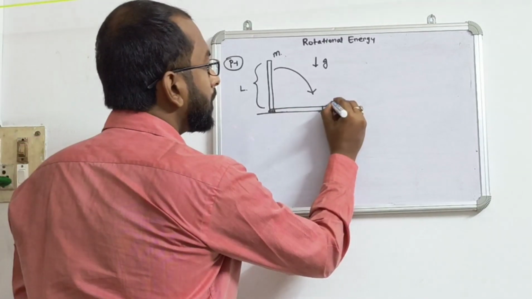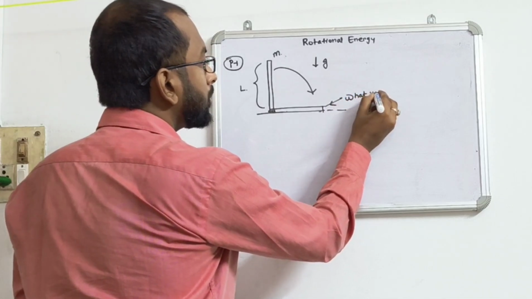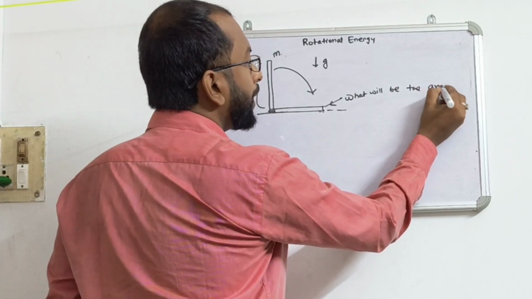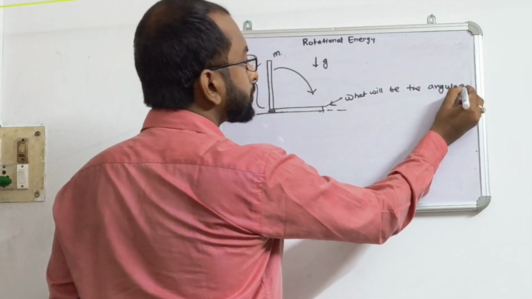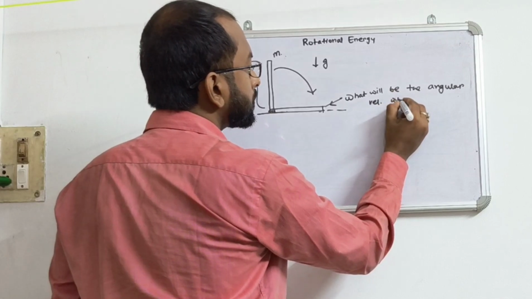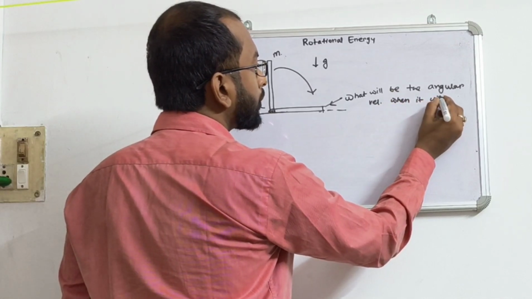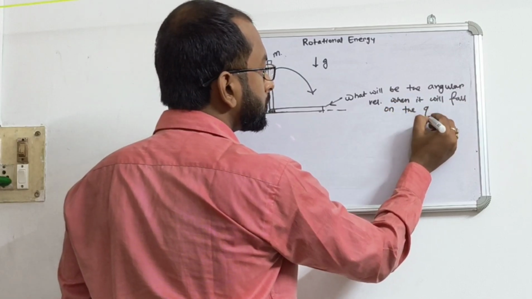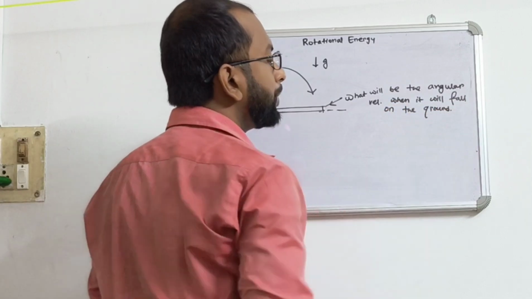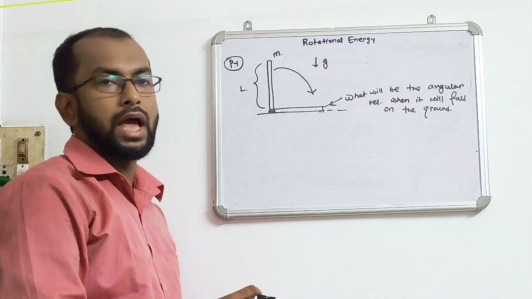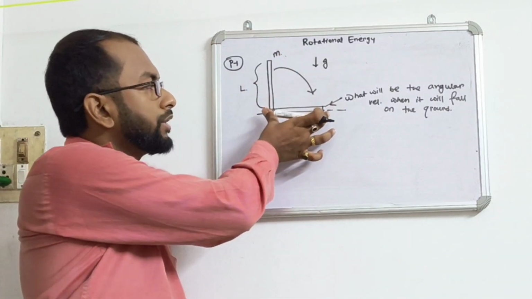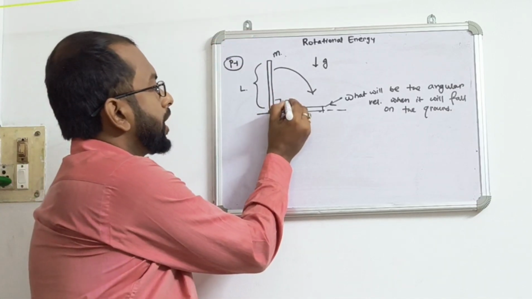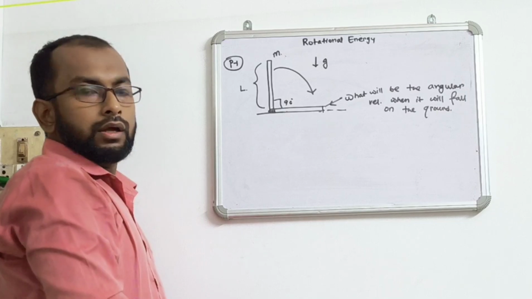So what will be the angular velocity when it will fall on the ground? We can use the simple work energy theorem to find the final angular velocity when this rod will fall like this. Right now it is in a completely vertical position. So this is a 90-degree angle.